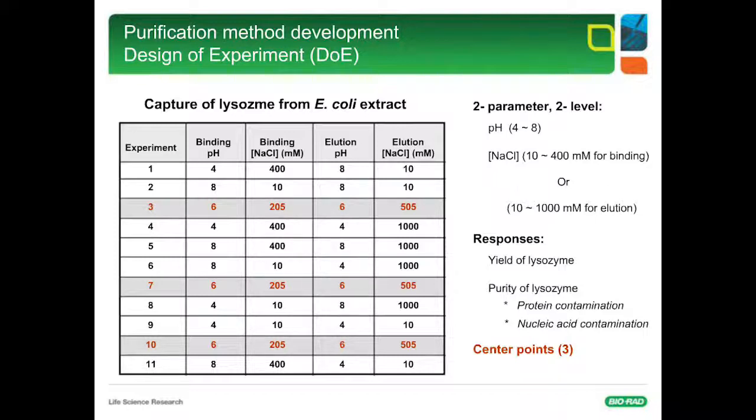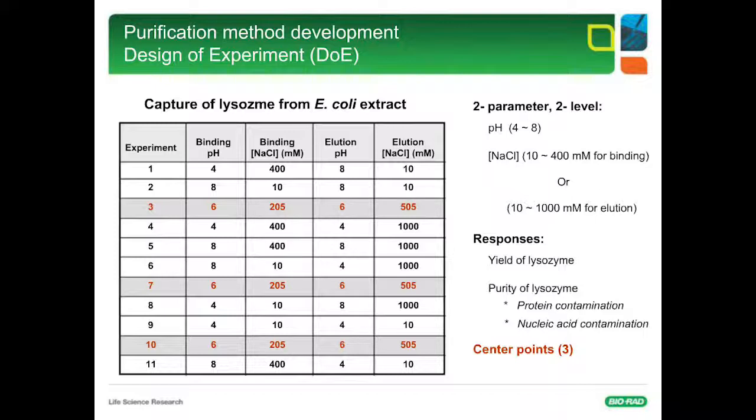Here, we want to suggest a more generic approach. That's a simple DOE screening. We want to use conditions shown in this table to cover pH from 4 to 8 and sodium chloride concentration for the purification of lysozyme from E. coli extract as an example. The reason why we choose pH 4 to 8 is because it's very commonly used in protein purification and gentle to target molecules. And then for binding, we choose the range from 10 to 400 millimolar sodium chloride because this is also the most common concentration range when we harvest from cells.